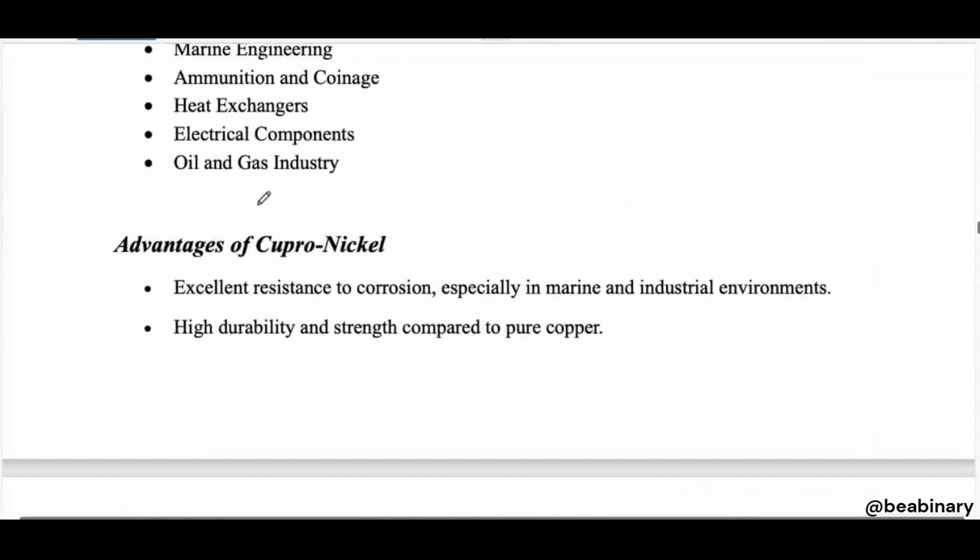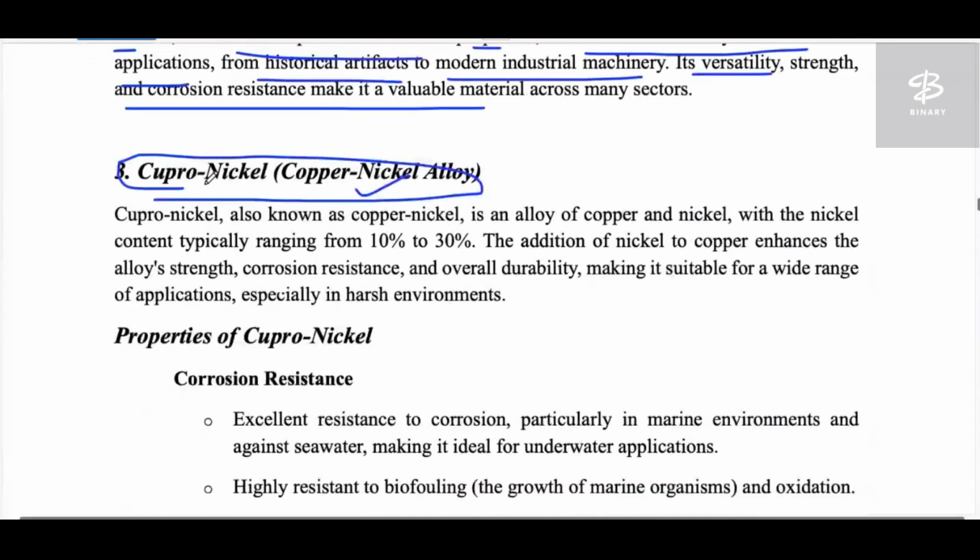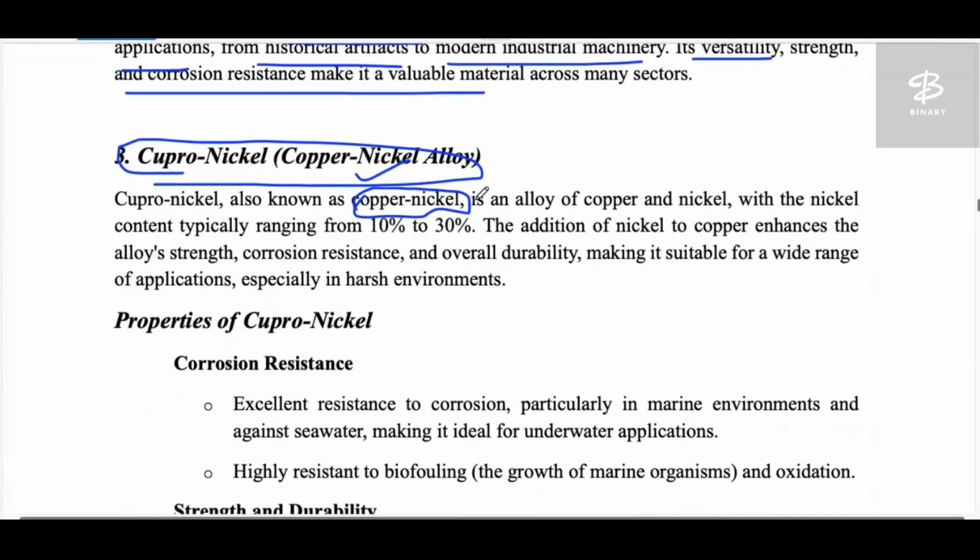Okay, so copper nickel means the copper nickel alloy. So copper nickel alloy, also known as cupronickel, right? Its name is written as both together. It is an alloy of copper and nickel, right? With the nickel content typically ranging from 10% to 30%.